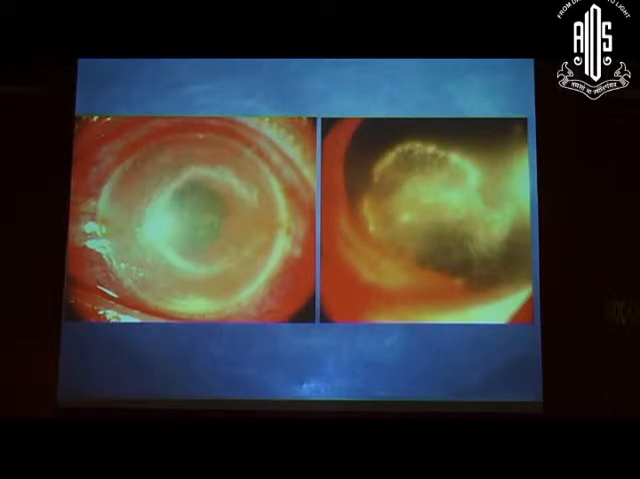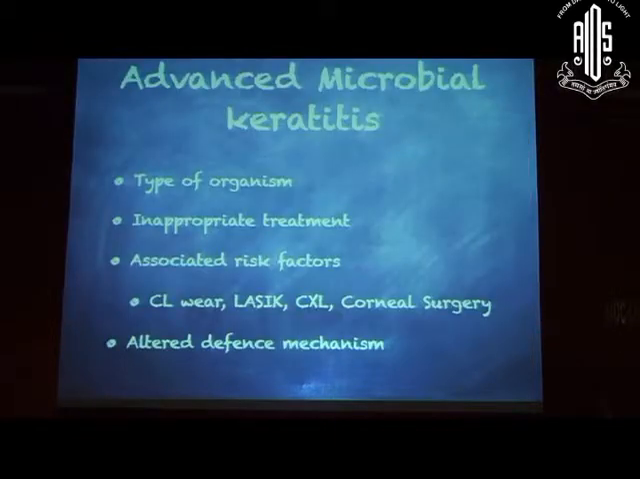So this is where in the initial stage, sometimes looking at the clinical picture, you have some idea as to what could be the etiology. But in advanced microbial keratitis, when a patient comes with a very advanced picture, none of these features help. You cannot look at a clinical picture and decide that this could be the etiology in this case.